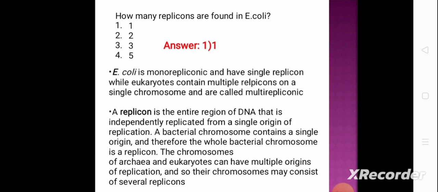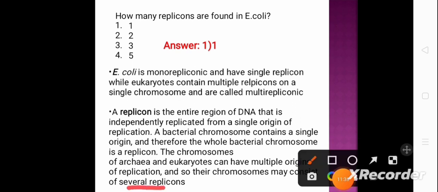E. coli is monorepliconic and has a single replicon, while eukaryotes contain multiple replicons on a single chromosome and are called multirepliconic. A replicon is the entire region of DNA that is independently replicated from a single origin of replication. A bacterial chromosome contains a single origin and therefore the whole bacterial chromosome is a replicon. The chromosomes of archaea and eukaryotes can have multiple origins of replication, so their chromosomes may consist of several replicons.